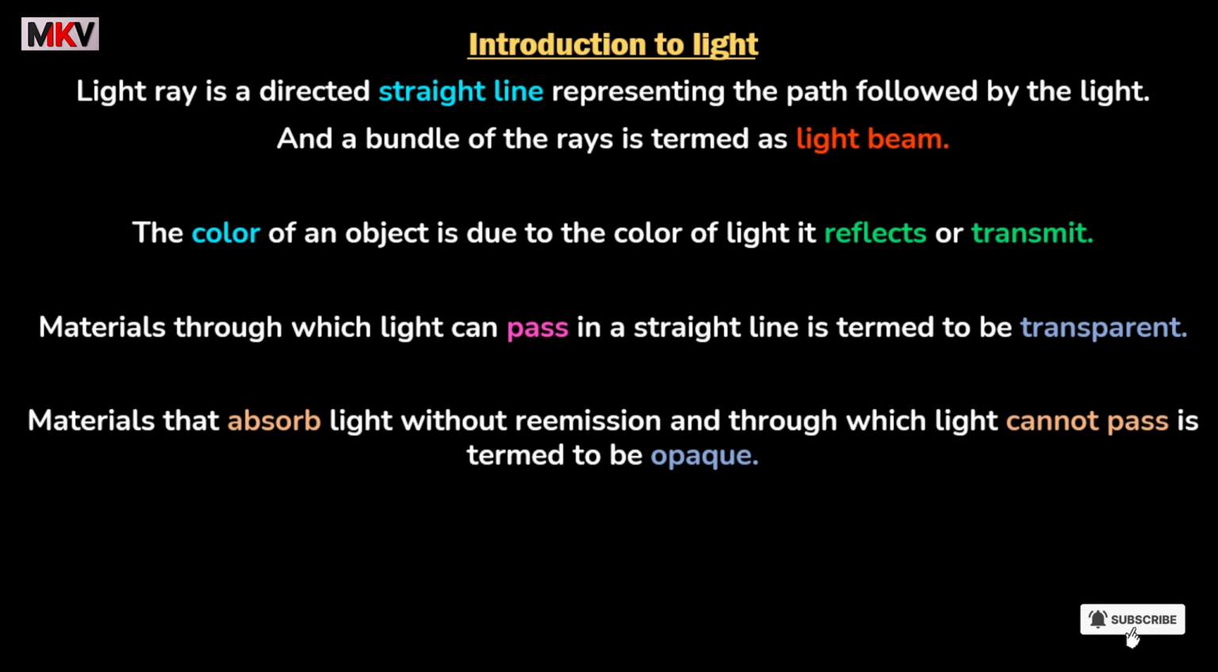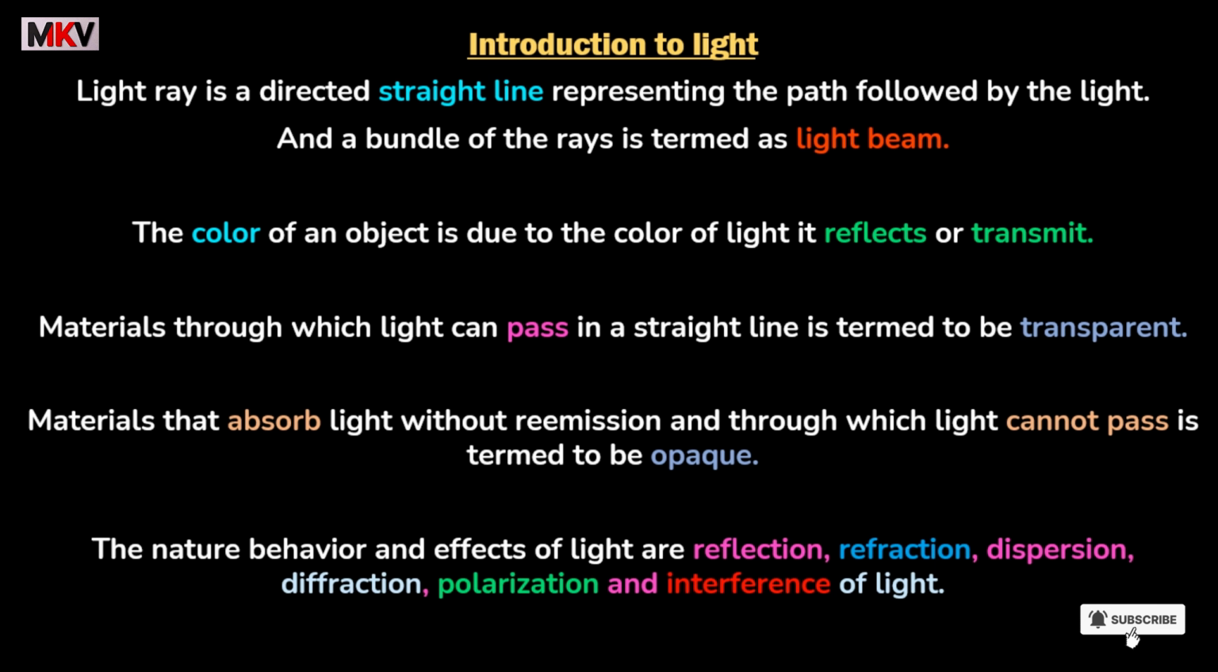So if the material can absorb all the light coming to it, or does not allow the light to pass through at all, it is termed as an opaque material. And also the nature, behavior, and effect of light are reflection, as we've discussed earlier, refraction, dispersion, diffraction, polarization, and interference of light.